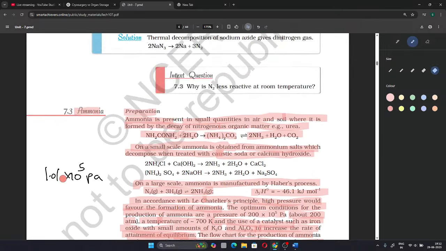And they gave a total of 3 preparation methods, with 2 being small scale preparation methods and 1 being large scale preparation method. The first is ammonia, which naturally is produced or formed in small amounts in air or soil, where it is formed by decay of nitrogenous organic matter, for example urea, where urea will react with water to give ammonium carbonate, which will again decompose to give ammonia, water and carbon dioxide.